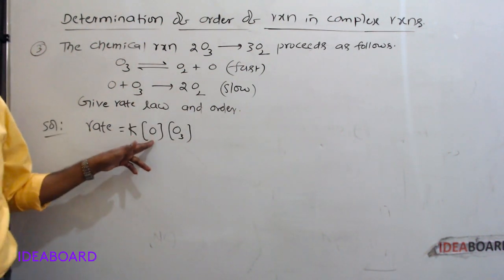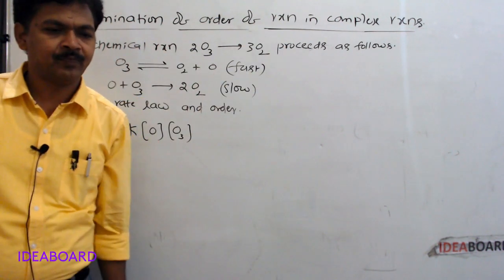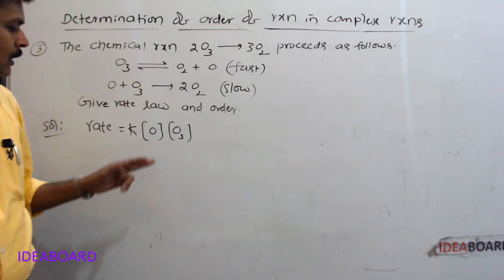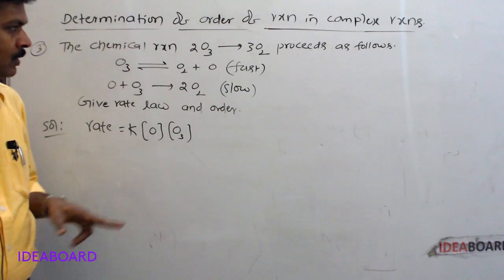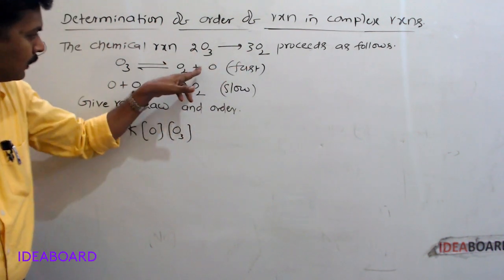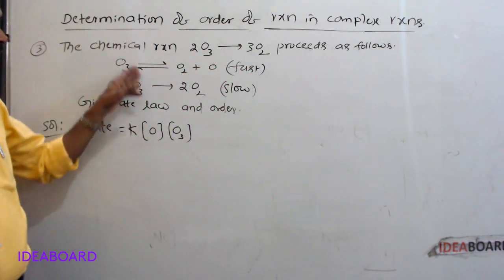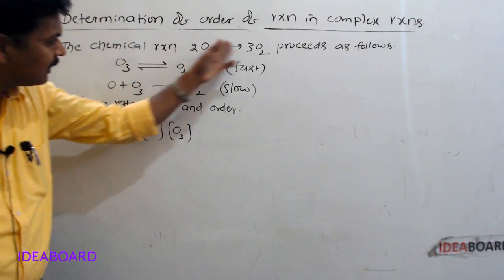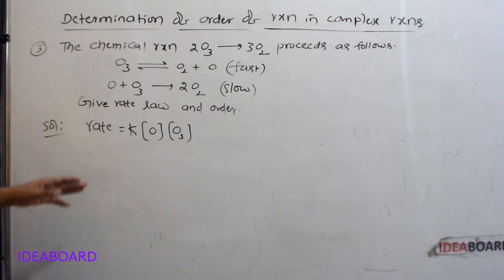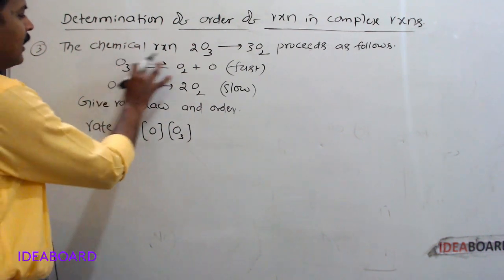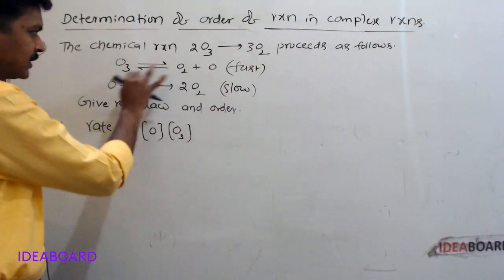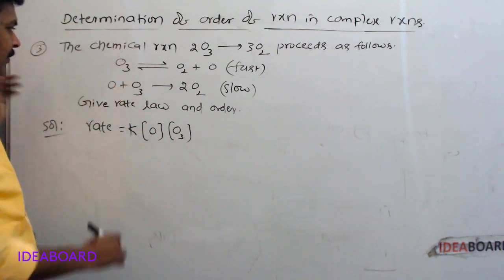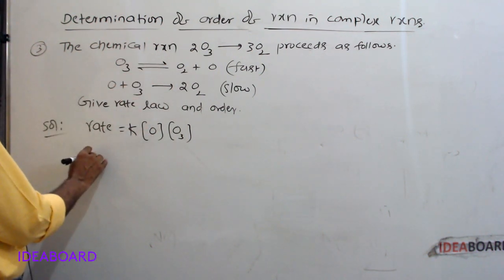Here this nascent oxygen is not there in the given reaction. In the given reaction, this oxygen is not there. So this is the intermediate. For this reaction, this is the reaction intermediate. So we should eliminate that reaction intermediate from the rate law, because in the given reaction, oxygen is not there. For that, apply law of mass action for this reversible reaction.